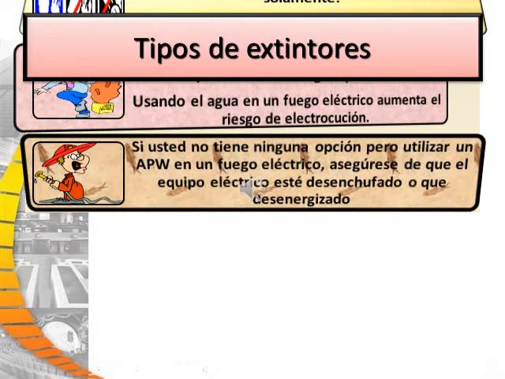APWs are designed for Class A fires only, which are wood, paper, and cloth. Using water on a flammable liquid fire could cause the fire to spread. Using water on an electrical fire increases the chance of electrocution. If you have no choice but to use an APW on an electrical fire, make sure the electrical equipment is unplugged or de-energized.